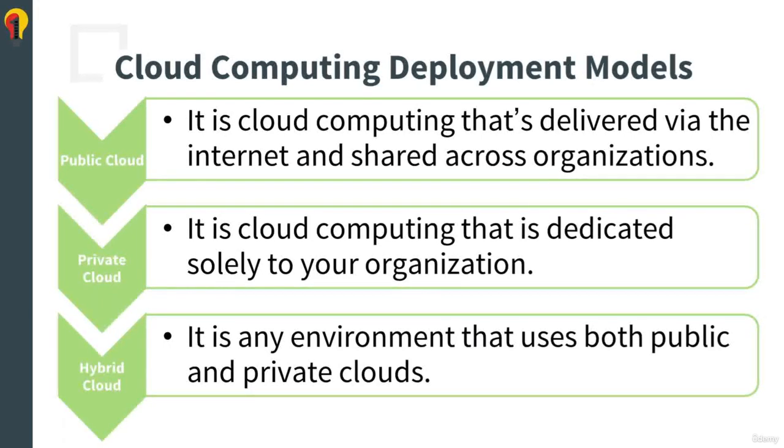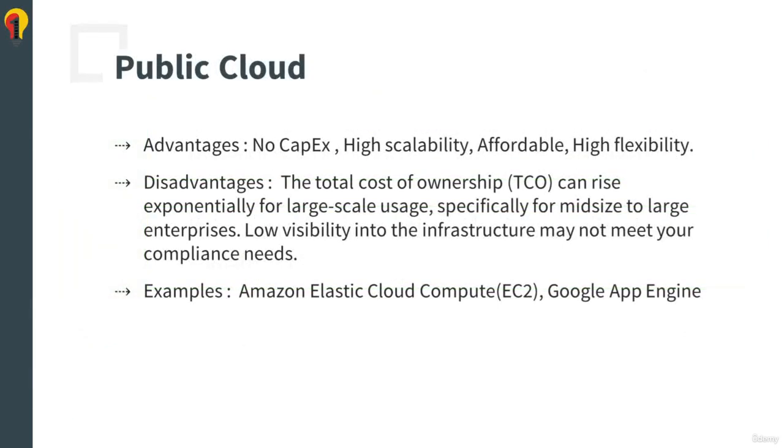Cloud computing deployment models. There are three types of deployment models. Public cloud. It is cloud computing that's delivered via the internet and shared across organizations. Private cloud. It is cloud computing that is dedicated solely to your organization. Hybrid cloud. It is any environment that uses both public and private cloud.